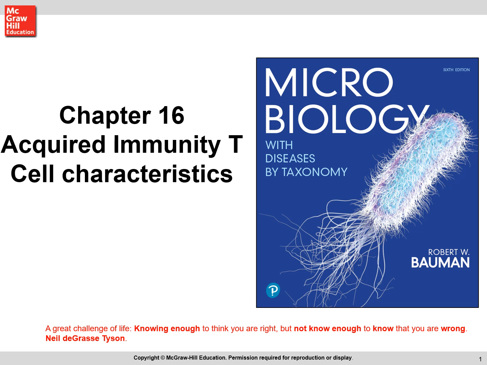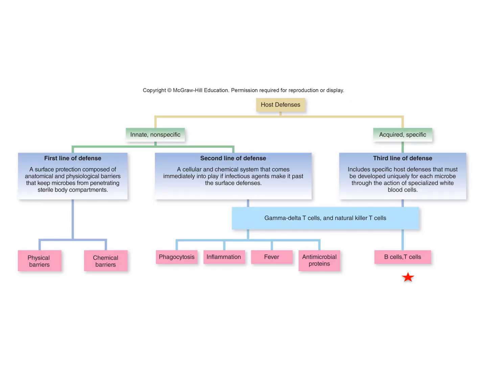Rowe, and today I will be giving an overview on the T lymphocytes. We are talking about the acquired immunity or the third line of defense. As you can see in our flow diagram, we have the B cells and the T cells, or B lymphocytes and T lymphocytes.